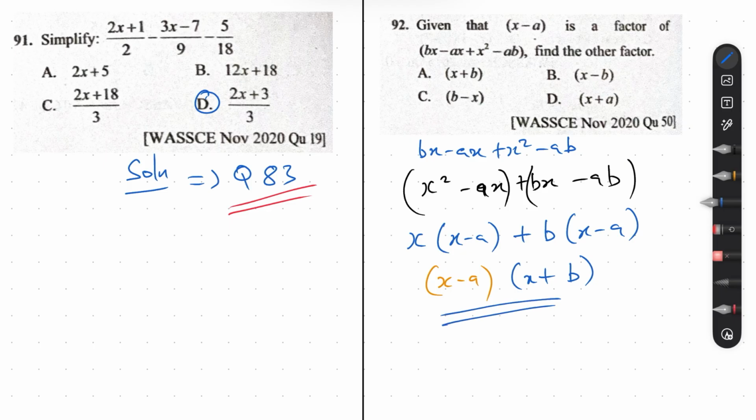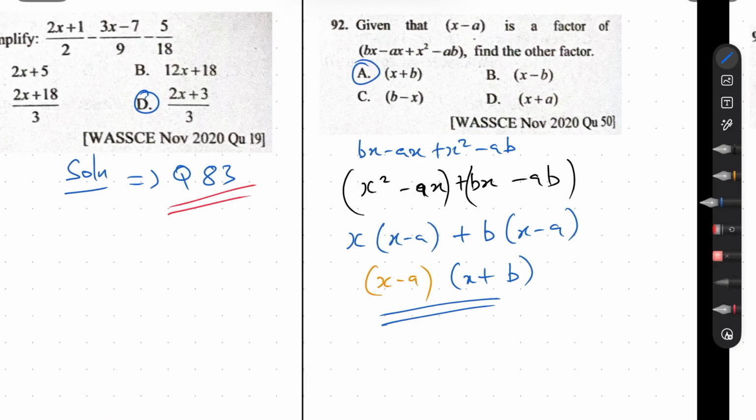Now, you've been given that one of the factors is x minus a. Is that true? Yes, x minus a is being given. So the other factor is x plus b, which is A. Okay, cool. Let's move on to question number 93.